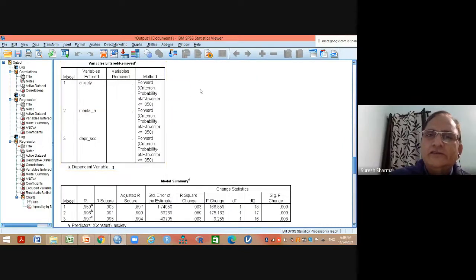And where are the rest of the 3? These are only the variables which were entered now. And the rest of the 3 have already been thrown out of the model. They have already been thrown out of the model. Is that clear? Meaning of stepwise?